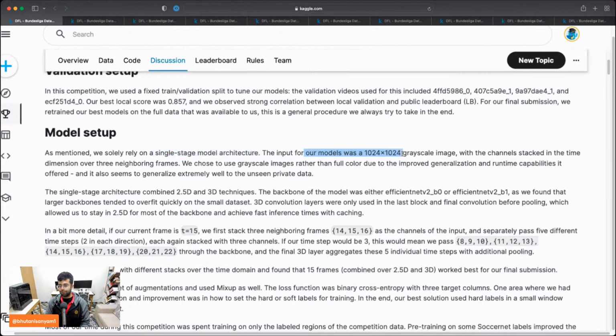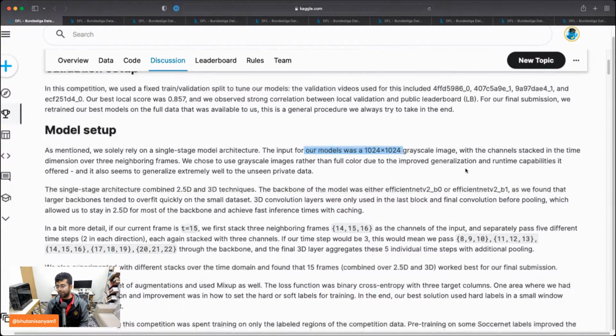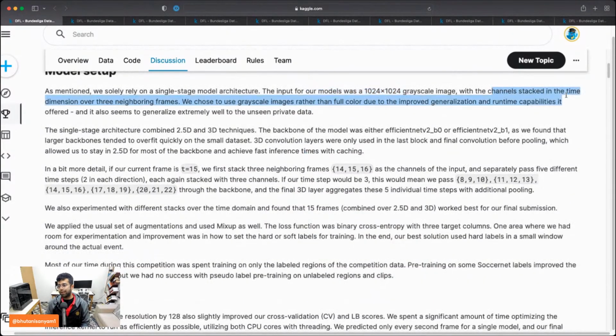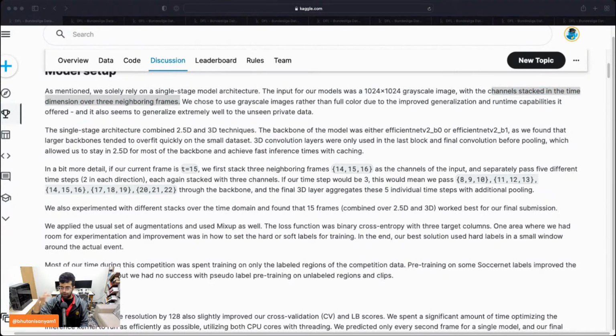The input was 1024 by 1024 grayscale images, and they had stacked channels in the time dimension over three neighboring frames. So as I said earlier, it's T plus 1, T plus 2.